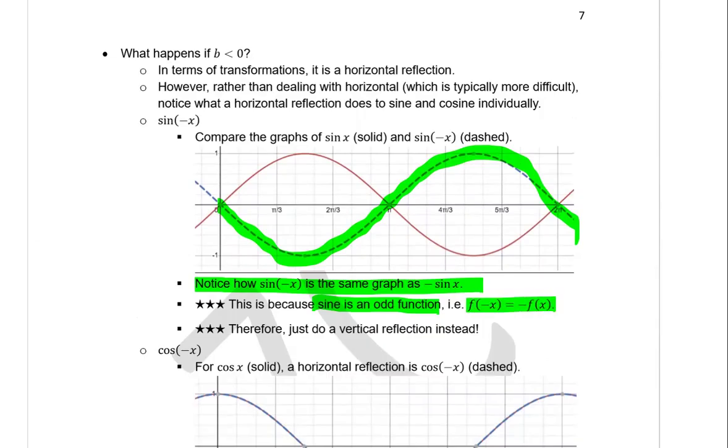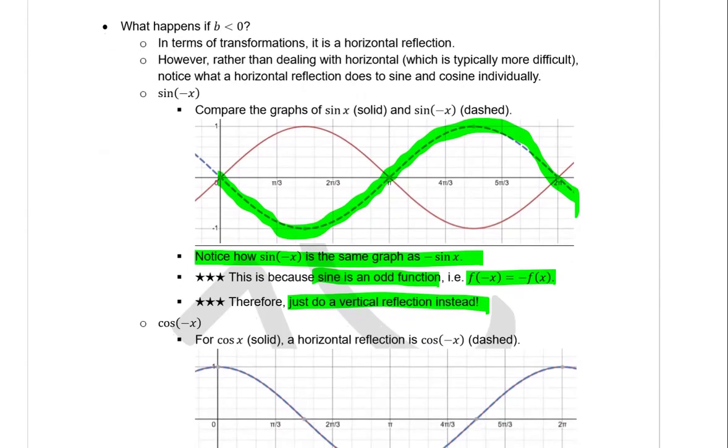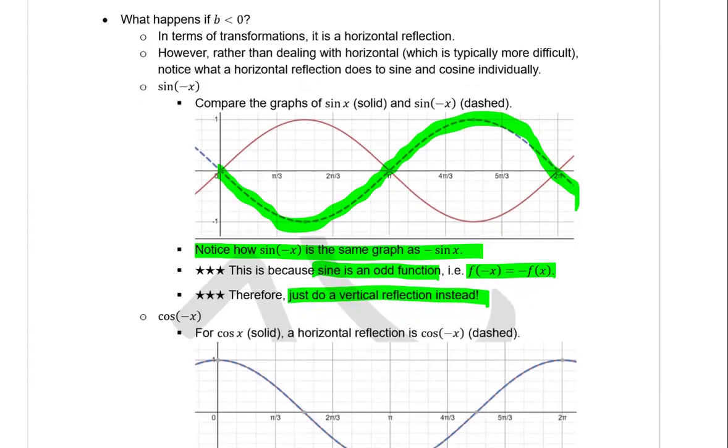Algebraically, f of negative x equals negative f of x. And an odd function graphically, what does that mean? It's a reflection about the origin, if you remember. Okay, so instead of doing a horizontal reflection, we can do a vertical reflection instead for sine of x. Okay, typically vertical things are much easier to do than horizontal things. All right, now let's look at the case for cosine.